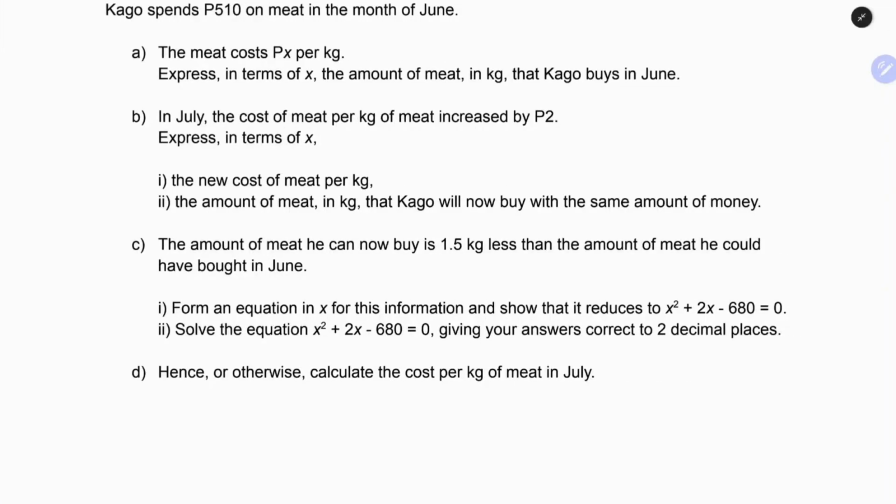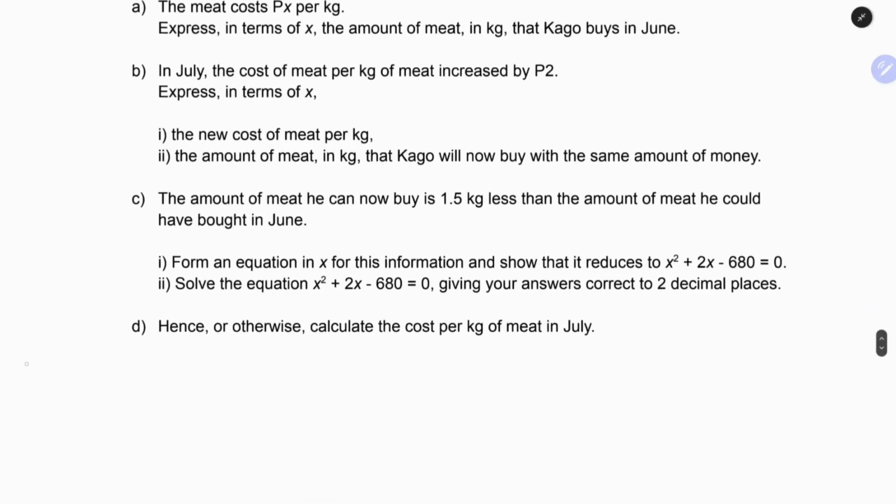So the next question says, Kaho spends 510 pula on meat in the month of June, and part A says the meat costs x pula per kg. So we are to express in terms of x the amount of meat in kg that Kaho buys in June. Let's scroll down a bit. What we're basically going to do is the same thing that we did in the previous question.